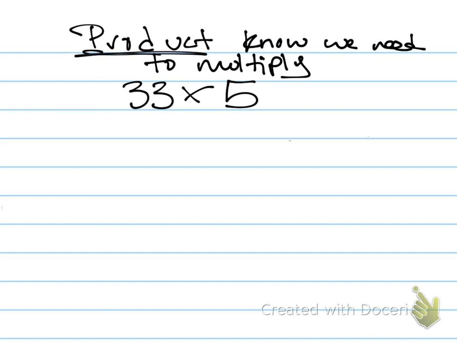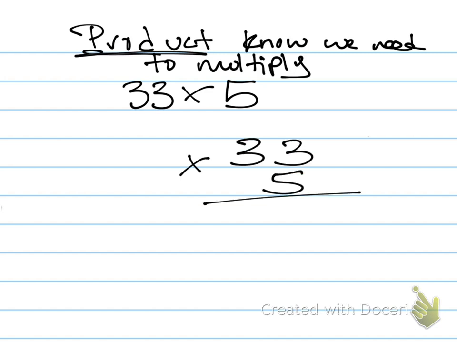If we're looking for the product, we're going to multiply. So let's do 33 times 5. Now, 33 times 5 would be, let's see, 5 times 3 is 15. Carry that 1. 5 times 3 is 15. So now we're going to add 1 to that. So we should get 165.